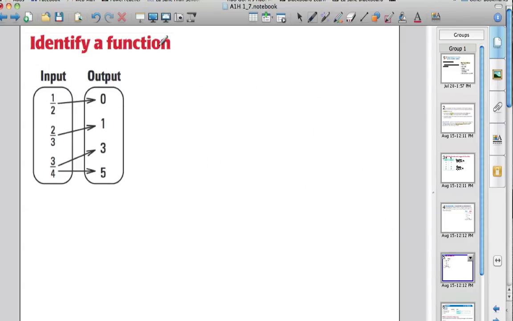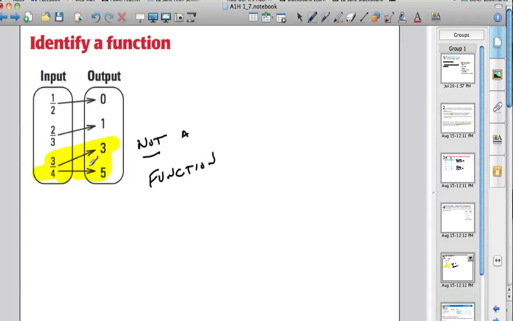We want to look at this and see, is this a function? Well, 1/2 is mapped to 0, 2/3 is mapped to 1, but 3/4 is mapped to 2 outputs. So that's a problem. A function is a relationship in which for every input there is one and only one output. So because of that, we would say this is not a function.